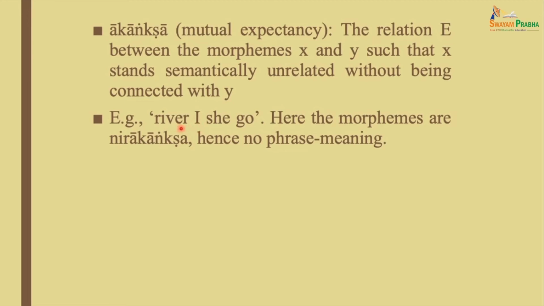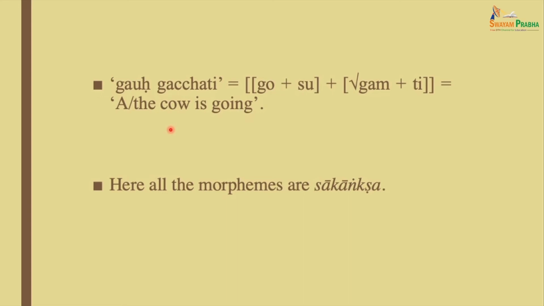Even if I said, river, I am going, that would be semantically unconnected, because at least one element there, river, would stand unconnected. So it is nirakanksha. If any expression has any unexpected element in it, we say that that expression is not a phrase, it's not a vakya, it does not mean anything. Now, akanksha will play a very central role.